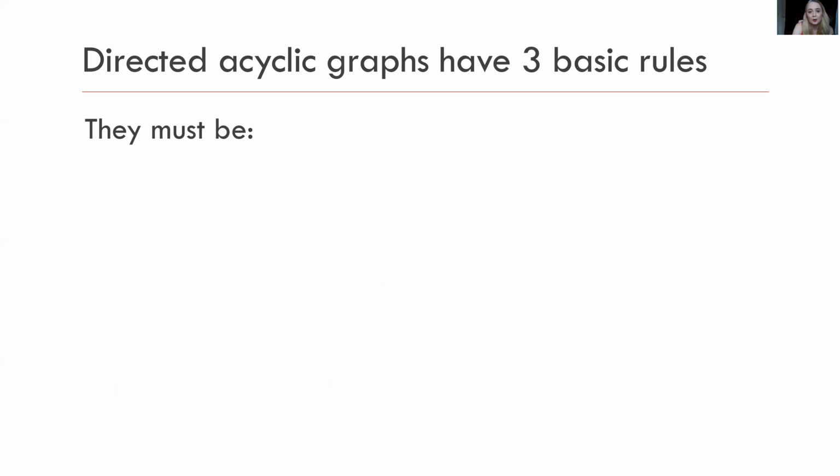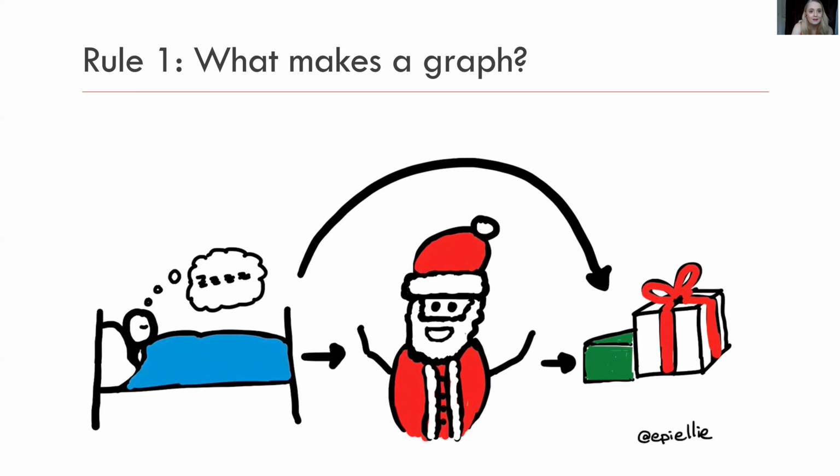In order for a graph to be a directed acyclic graph, there are three basic rules. The first one is pretty obvious, they must be graphs. The second one, also right in the name, they must be directed. And the third, again, in the name, they must be acyclic. So, that's a little bit tautological. What do these actually mean? Let's talk through those. So, what makes a graph?